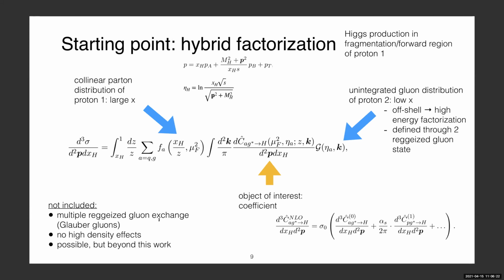Of course, phenomenologically, maybe Higgs production is not the first test of the color glass condensate, but anyway, we could do it one day, maybe even for checking it might be useful. Then what I still want to tell you is that we organize our calculation for this coefficient in the following way. We have a leading order part and the next-to-leading order piece.